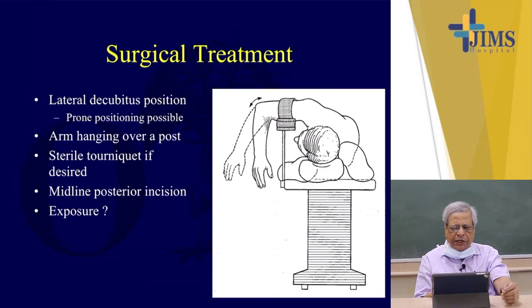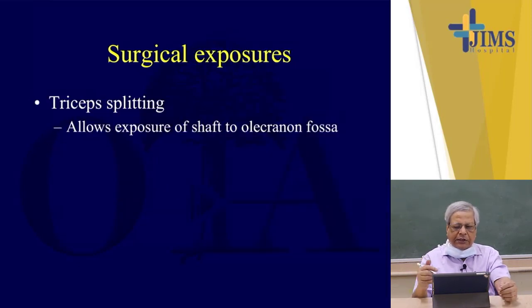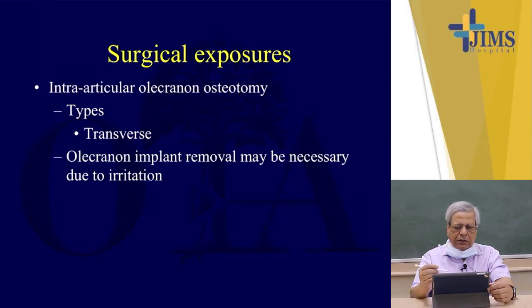This is the surgical treatment. Patient is placed in the lateral decubitus position, arm hanging over a post, this is a post. Sterile tourniquet may be applied here. Midline posterior incision. Either it's a triceps splitting approach, which allows exposure of shaft to olecranon fossa, or the more commonly applied one is intra-articular olecranon osteotomy.